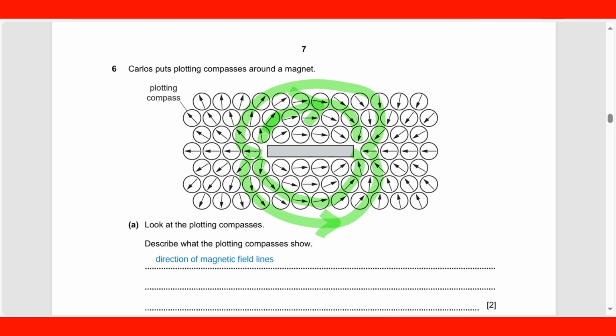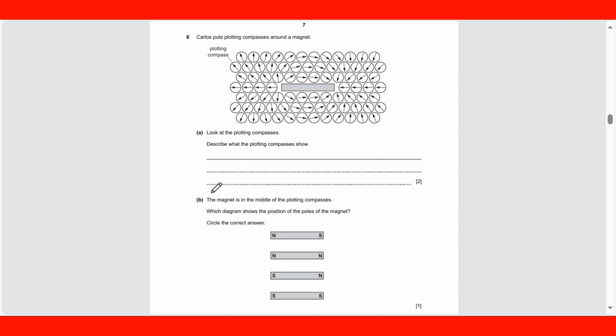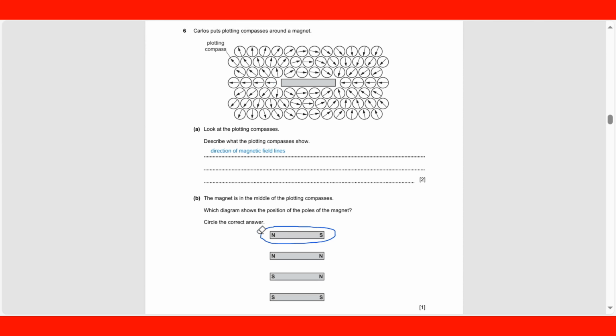Let's move on. Okay guys, now 6B. The magnet is in the middle of the plotting compasses. Which diagram shows the position of the poles of the magnet? Circle the correct answer. Let's check out the answer guys. Well, it's this one we circled. It's coming from the north and going to the south.